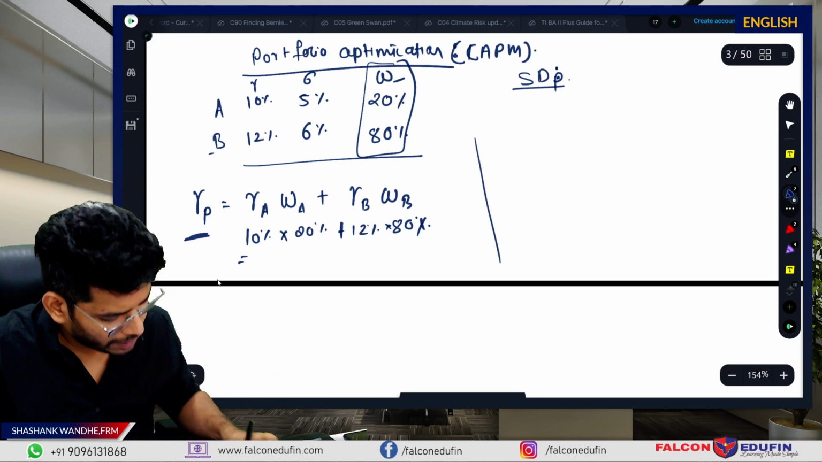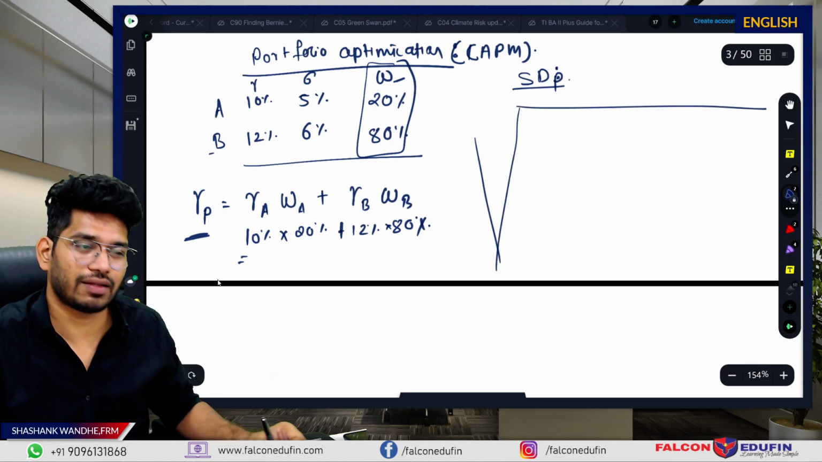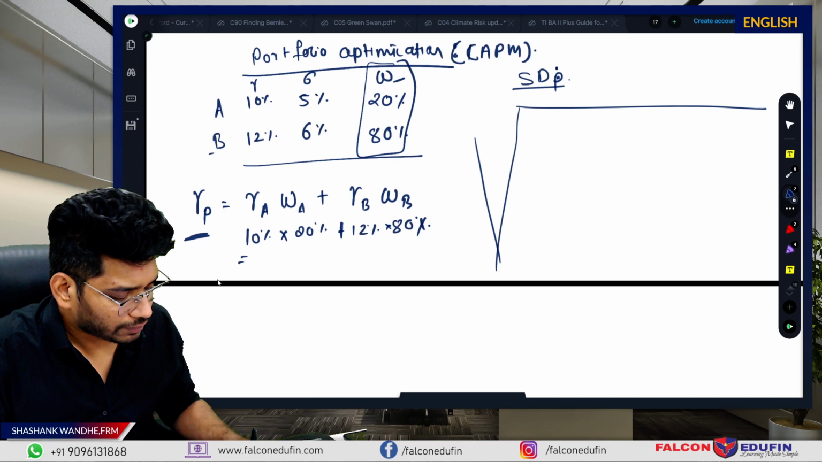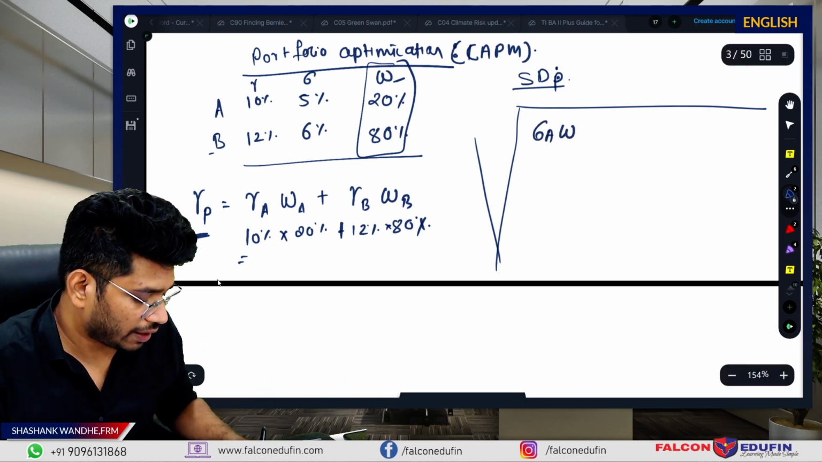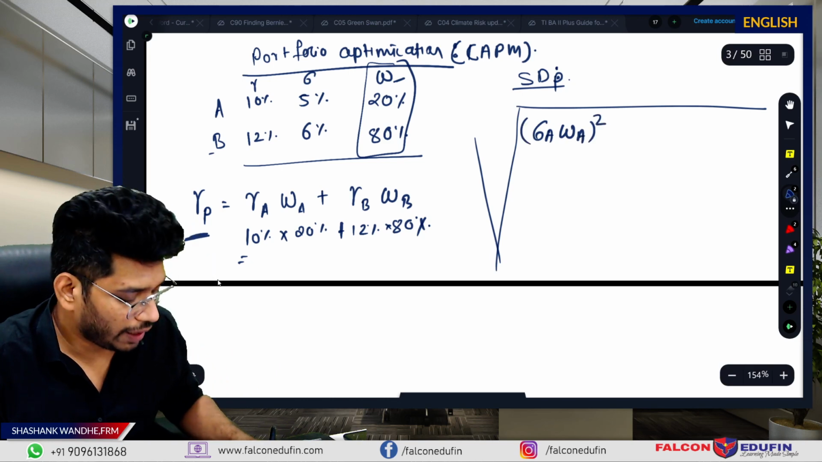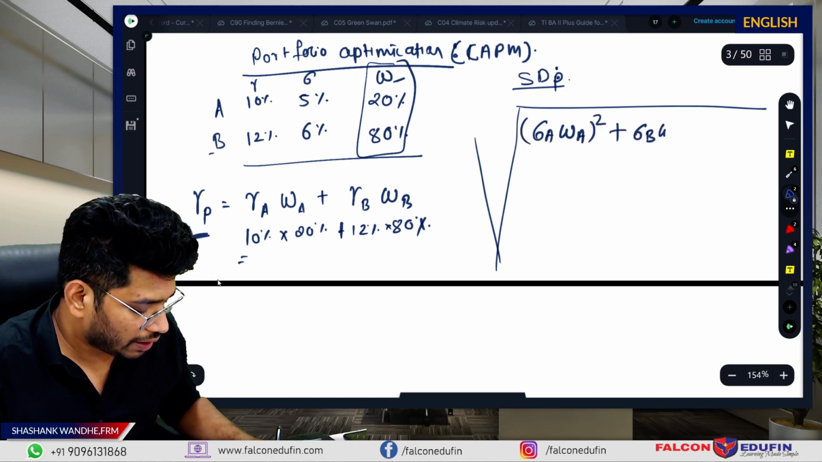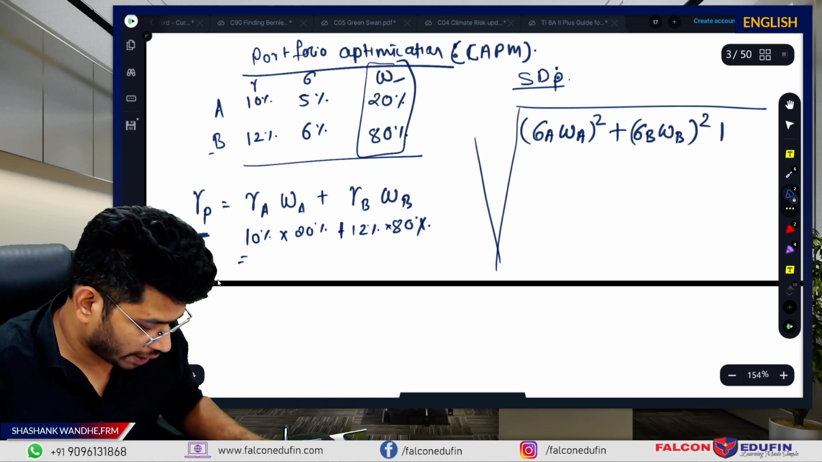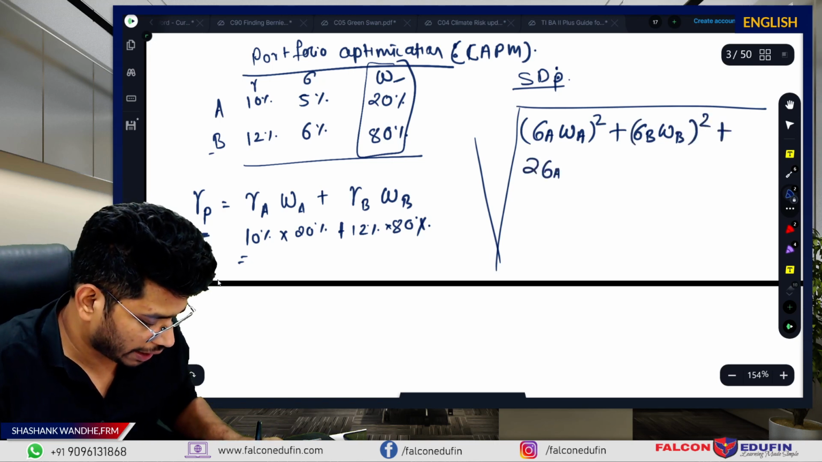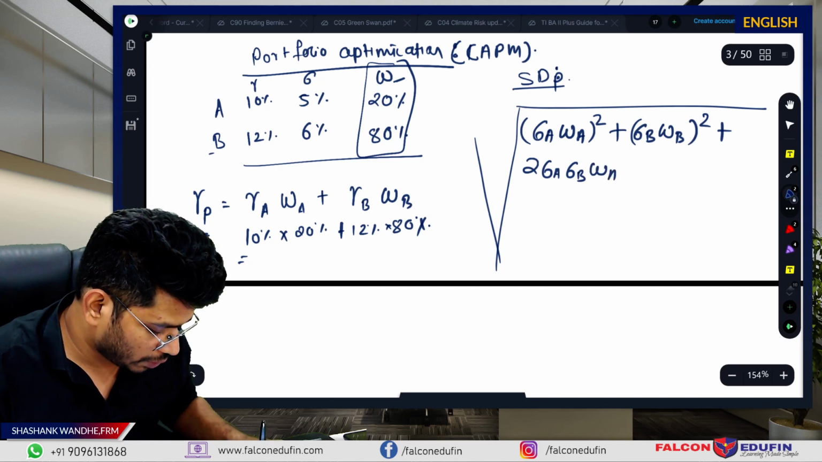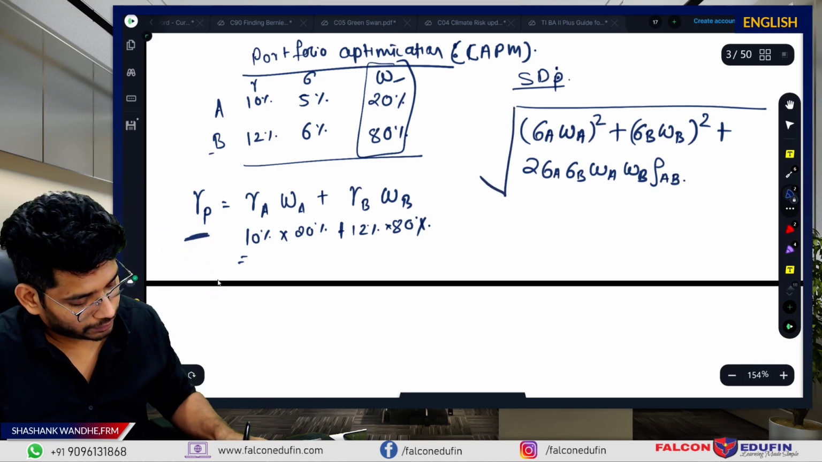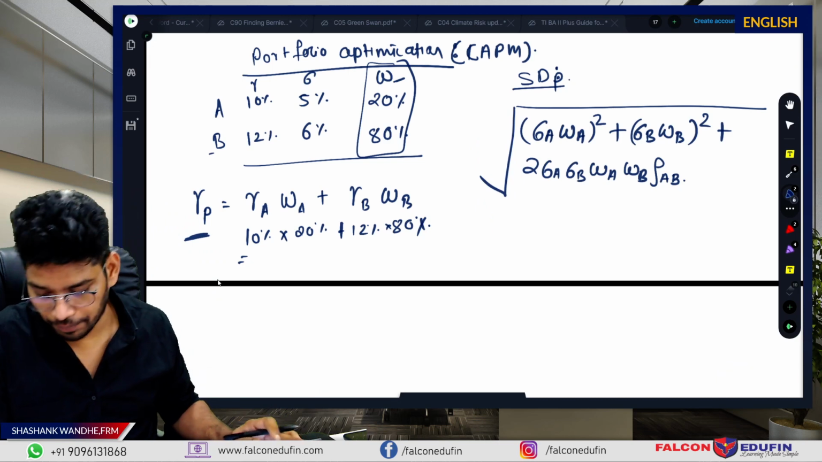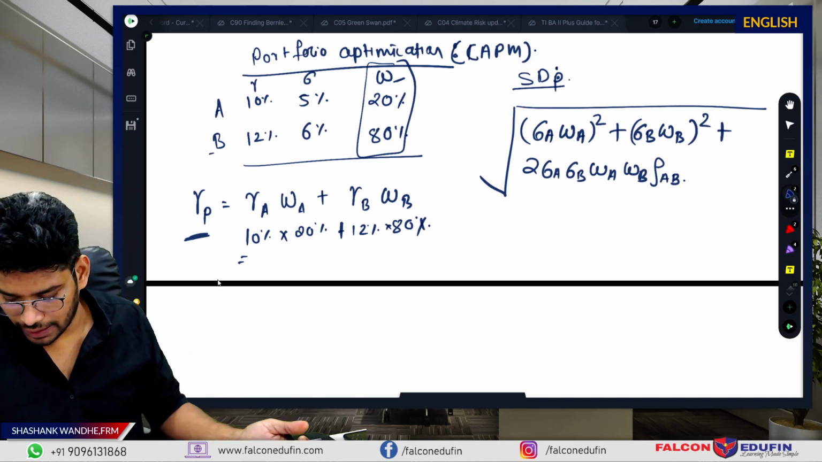The formula looks a bit complicated. I personally think this is not testable. So the formula goes like this, remember this: the square root of (sigma A WA) square plus (sigma B WB) square plus 2 into sigma A, sigma B, WA, WB, correlation of A and B. Fine, this is the formula. So you have to use this formula to solve the answer.